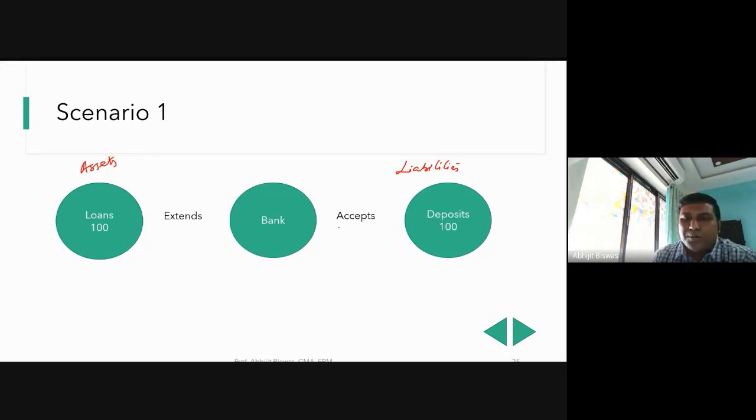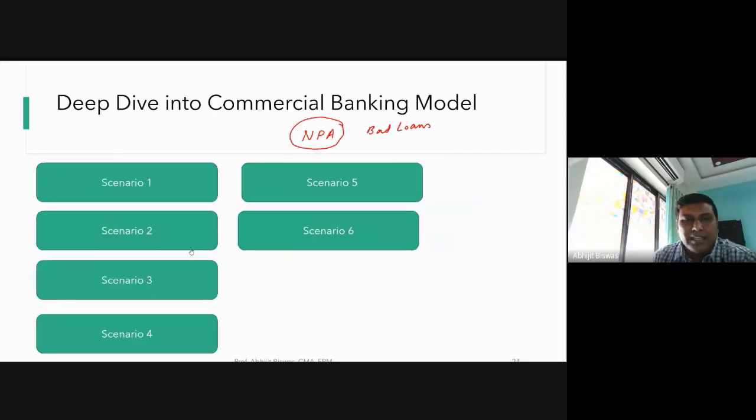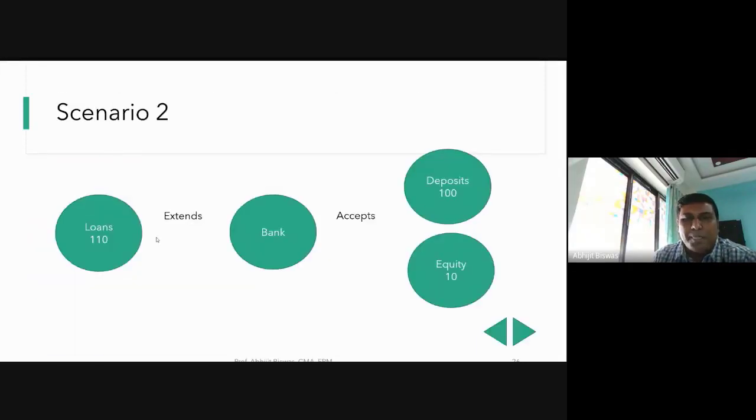So let us go to scenario 2 and add some complexities to match the real world. Now scenario 2, you see, this is more likely. In scenario 2, what happens? You have deposits of 100 and you have equity of 10. That means the bank has put in some equity. Now the total of your liability side becomes 110 and your loan becomes 110.